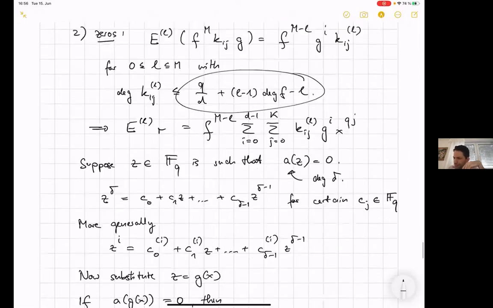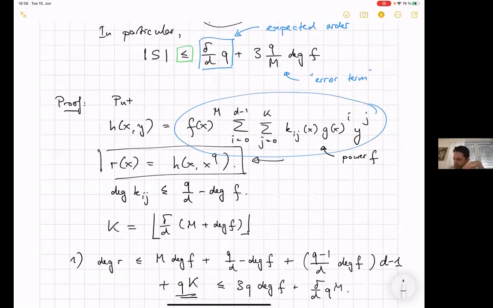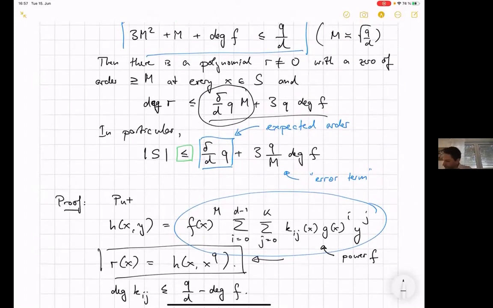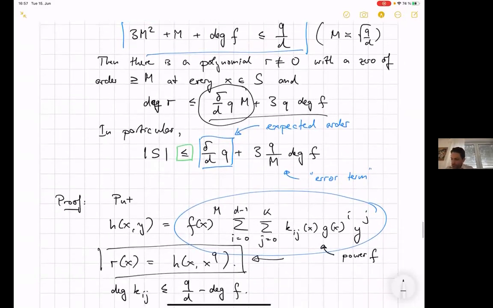I'm not sure I understand the question, because this H has, a priori, well, okay, it has something to do with the polynomial F. Well, okay, inside the polynomial H is, of course, F and G, okay? But this H or R is just an auxiliary polynomial.